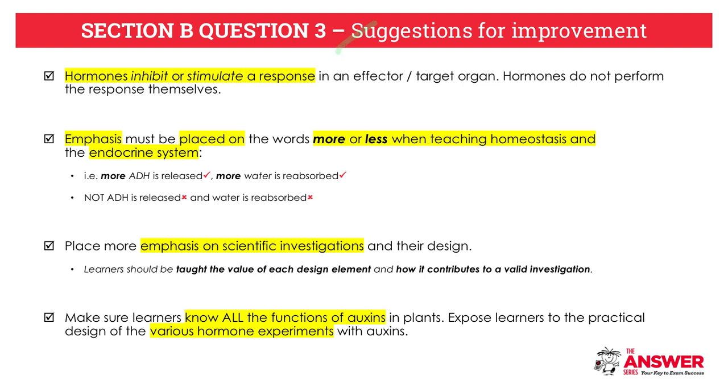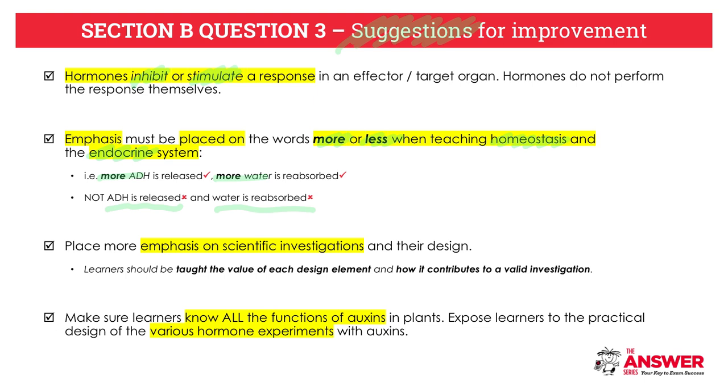Then lastly, suggestions for improvement on question 3. Hormones inhibit or stimulate a response in an effector or target organ. They do not perform the response themselves. So when learners talk about hormones, it's important that they emphasize inhibit or stimulate. Emphasis must be placed on the words more or less when teaching homeostasis in the endocrine system. So more ADH is released, more water is absorbed. Not just ADH is released, water is reabsorbed.